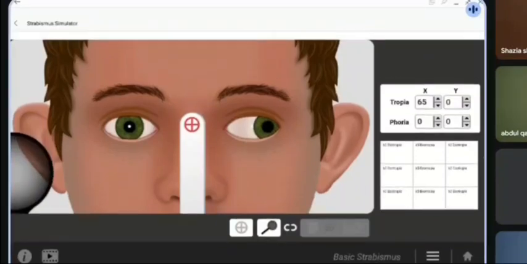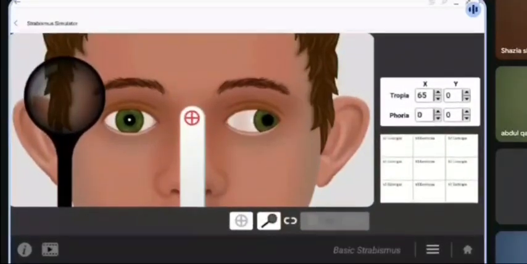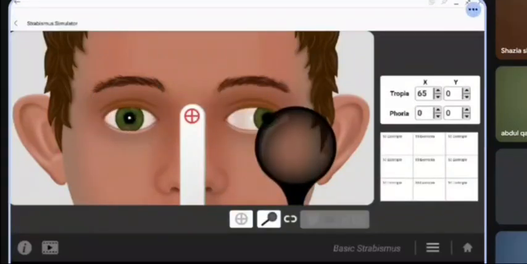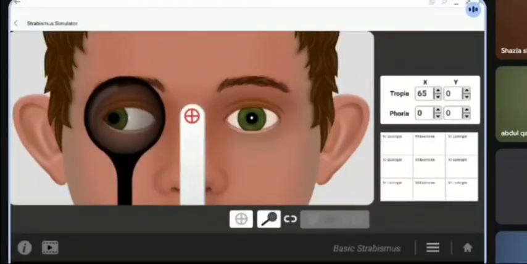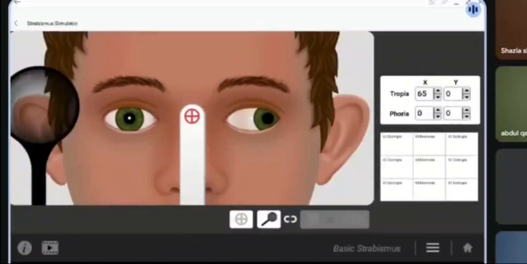And here, first, I'm going to place the occluder on the right eye. So I'm observing the left eye, that is the uncovered eye. This is how your cover test works. Here the left eye is taking fixation. It means the left eye has good vision or moderate vision. Now I'm going to do the cover-uncover test. In this cover-uncover test, I'm going to look for a phoria. So I'm going into the phoria test.